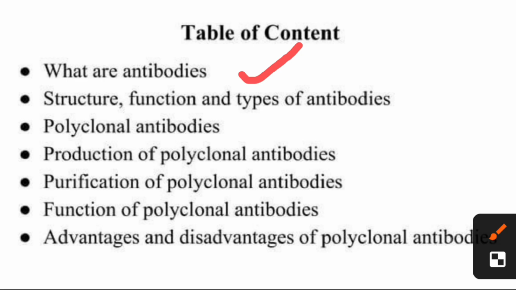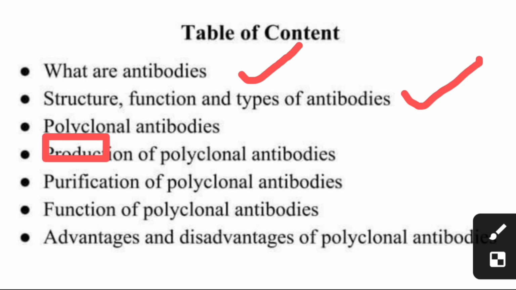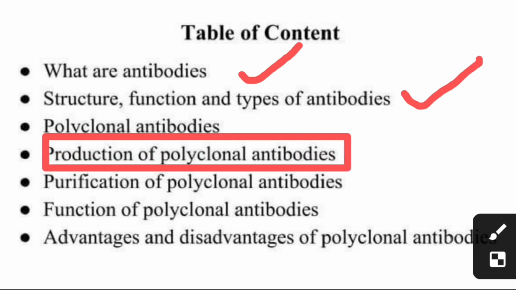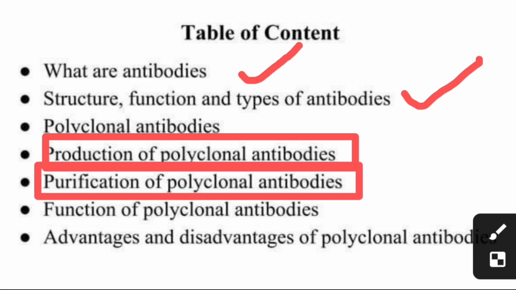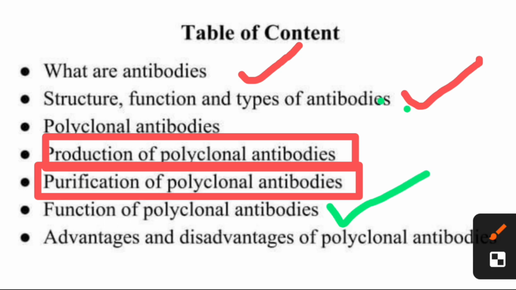We'll see about the structure and function of the antibodies, and basically what is polyclonal antibody, and what is the difference between polyclonal and monoclonal antibodies, and how polyclonal antibodies are made, and how purification of the polyclonal antibodies is carried out, and what are the functions of the polyclonal antibodies, and what are the advantages and disadvantages of the polyclonal antibodies.